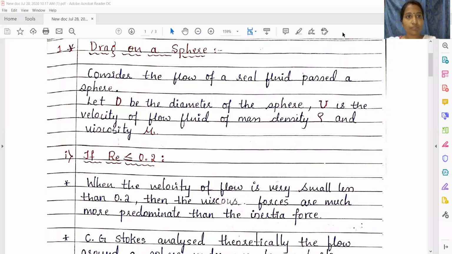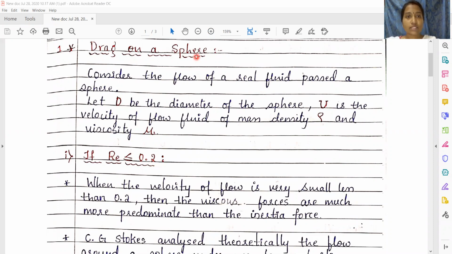Hello everyone. So today we will discuss the drag on a sphere. So drag on a sphere. In this topic, we are considering a submerged body as a sphere.